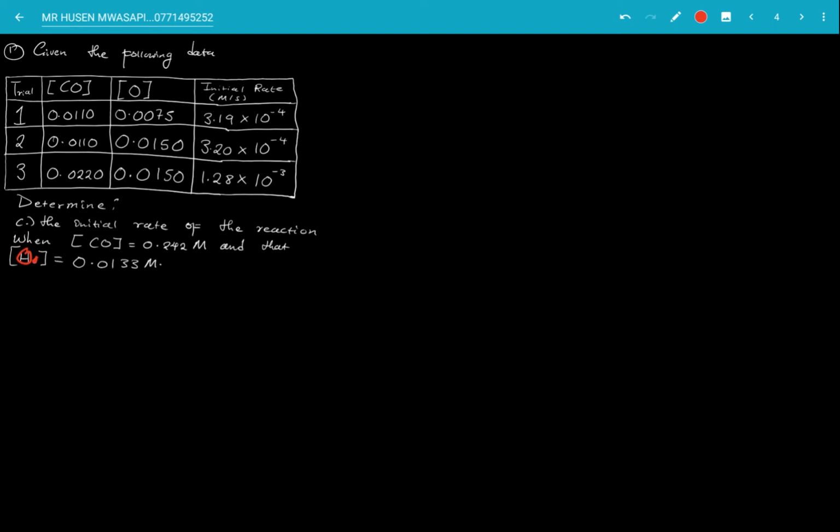Let's find this initial rate. So we'll say initial rate is equal to the rate constant times the concentration of carbon monoxide, with the order of 2, times the concentration of oxygen with the order of 0. So what we're going to do is to just get the concentrations that we have, and we'll use the value of the rate constant we found.